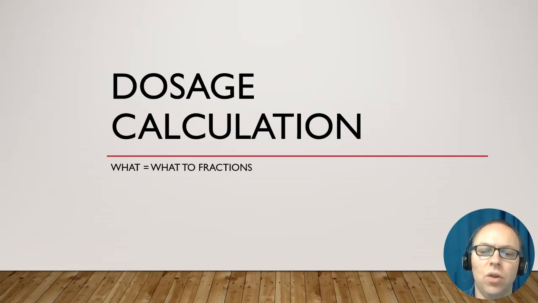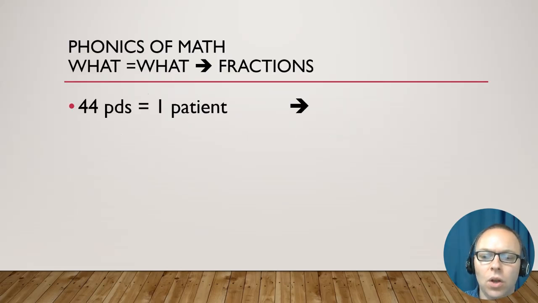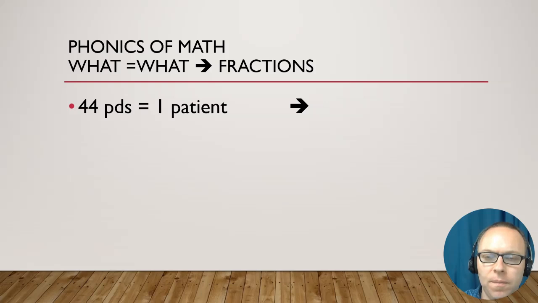Dosage calculation. How do I change the "what equals what" to fractions? So let's say that I know that 44 pounds is equal to one patient. How am I going to turn that into a fraction? So you have to use your magic wand. Now this works best with your magic slate right here.